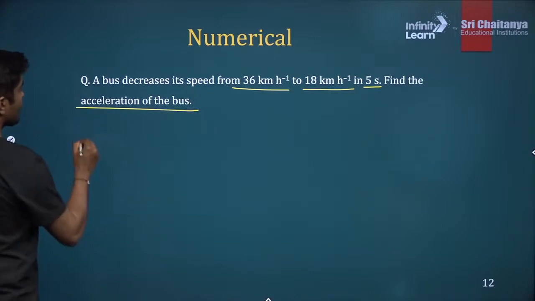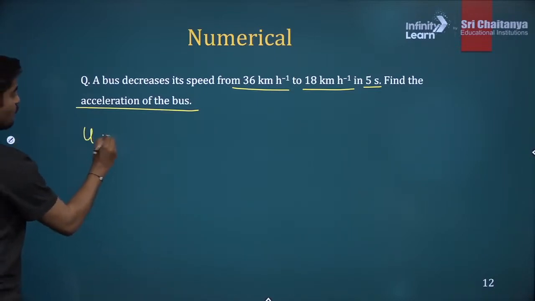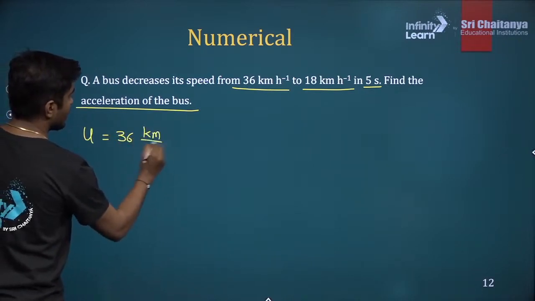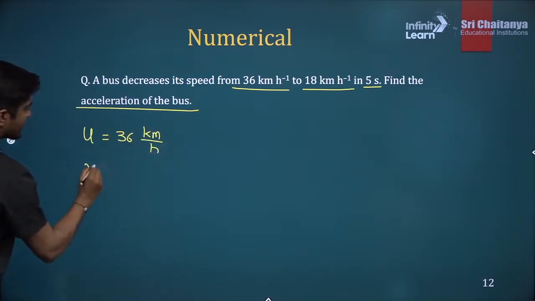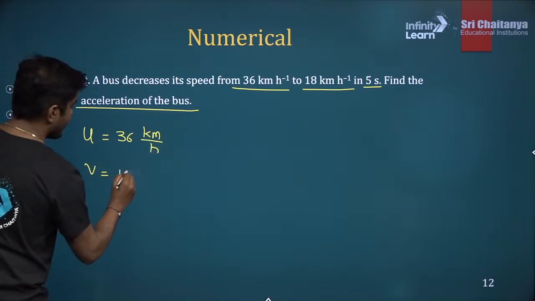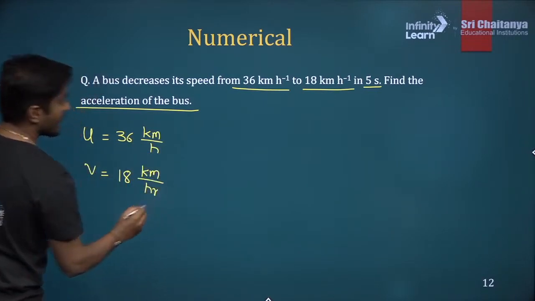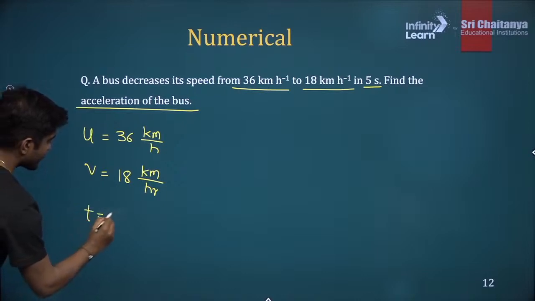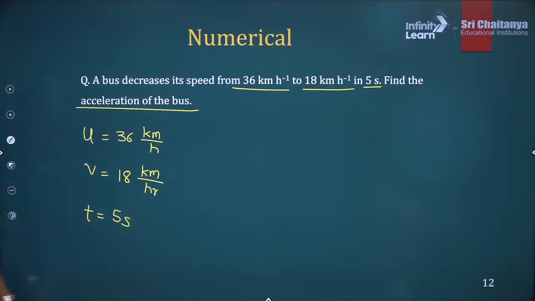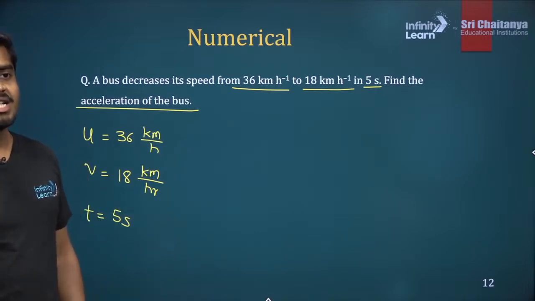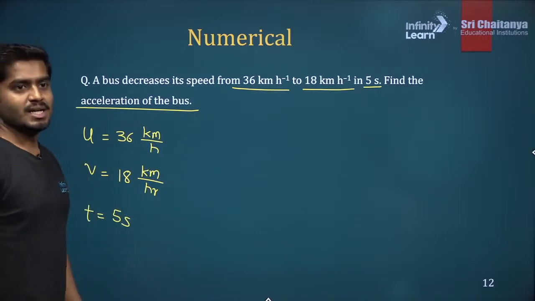So let's write down the initial speed u is 36 kilometers per hour. Final speed v is 18 kilometers per hour. And what is time? Time is 5 seconds. Okay, nice Padmini, Ansh, Rudraksh.